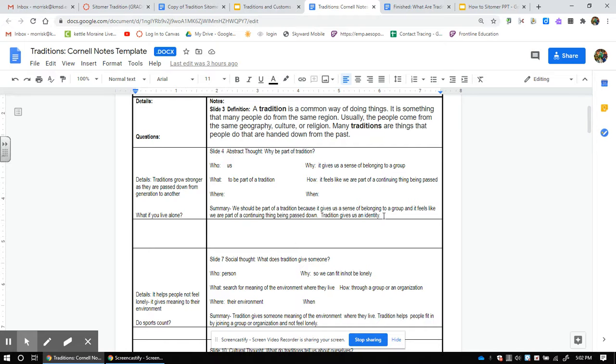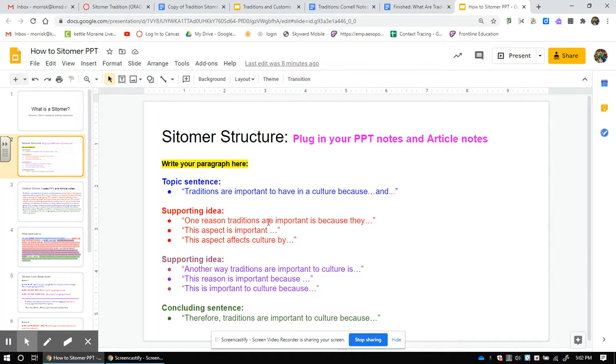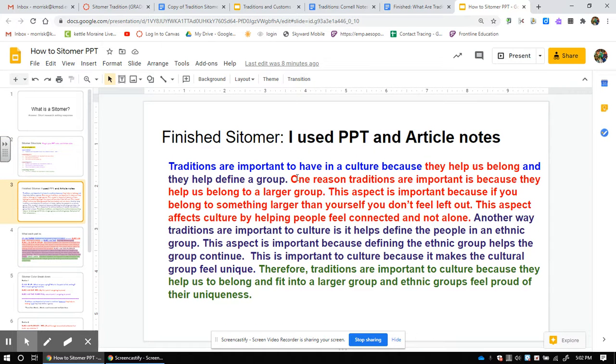Tradition gives us an identity, a belonging, as it says right here. So that's what I more or less talked about right here. And I connected it by adding it here. One reason traditions are important, this aspect is important, this aspect affects culture by, look guys, it's the sentence starters right here. One reason traditions are important, this aspect is important because, and then this aspect affects culture by, and I added the information from slide 4. I did the same thing with slide 10 right here.